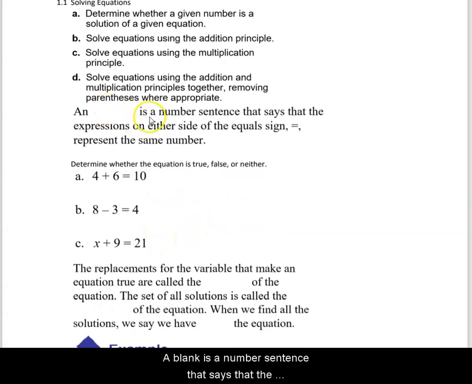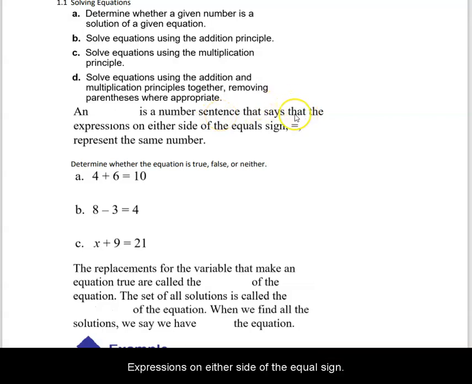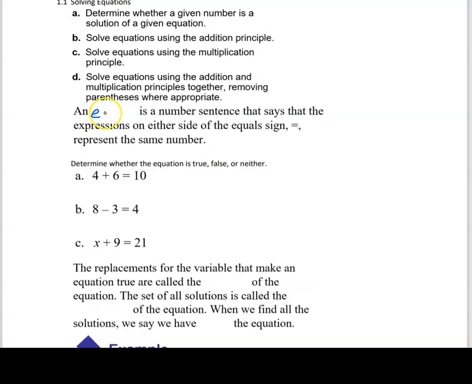A blank is a number sentence that says that the expressions on either side of the equal sign represent the same number. Well, what is that going to be? Right. So it's going to be an equation.